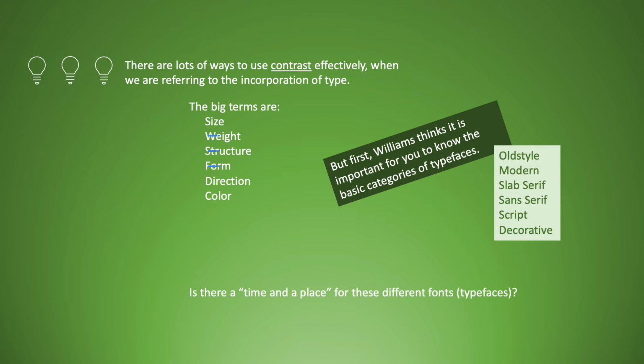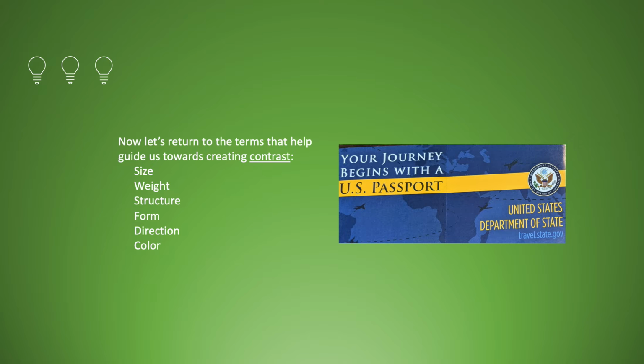So if you go back to the previous slide and you see that there are different kinds of typefaces, old style, modern, slab serif, sans serif, script, and decorative, I want you to use those terminologies to explore what is going on in this government produced document. Also think about these contrast creating qualities. Size, what size of type is being used in this flyer? What is the weight? What is the structure, form, direction, or color?